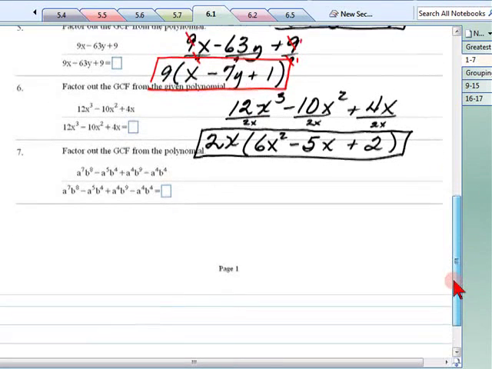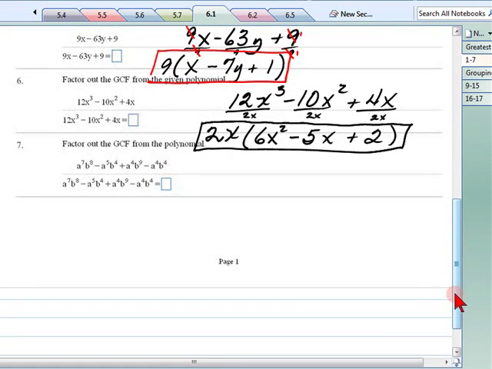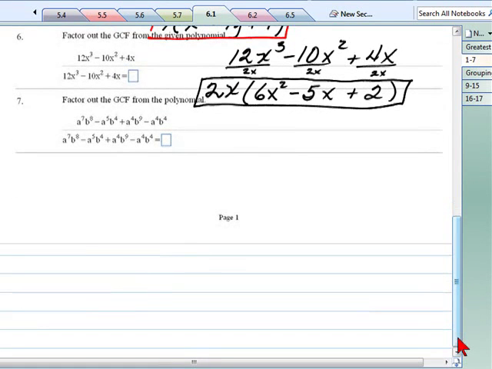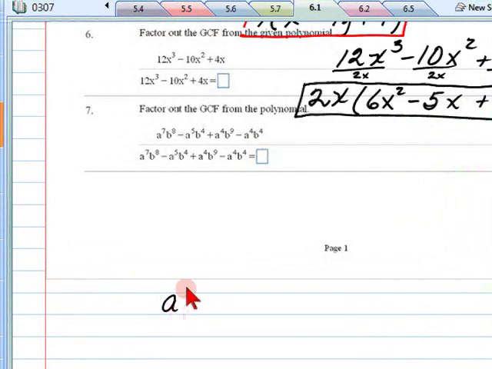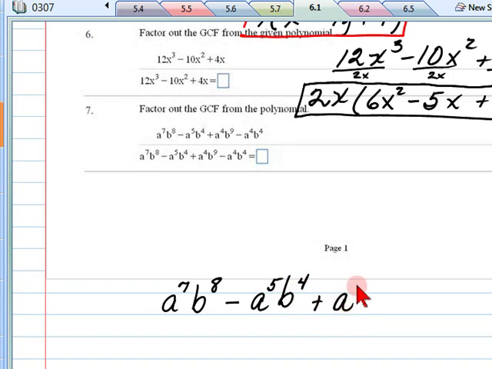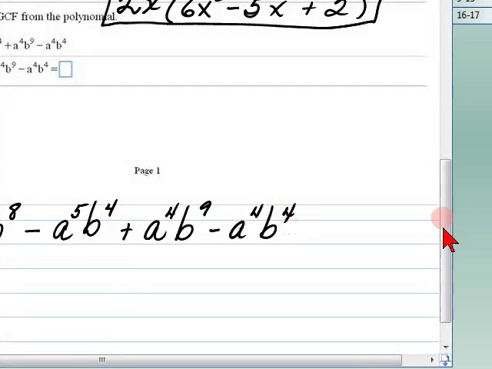Now, we're really going to get a good look at these exponents in problem number 7, and I'm going to actually rewrite it down here. So basically, you're looking for the greatest common factor, and then you're looking for the same variables, and the least power would be considered the greatest. Yes, it sounds a little contradictory, that the smallest power is the greatest common factor, but it is. You're exactly right.